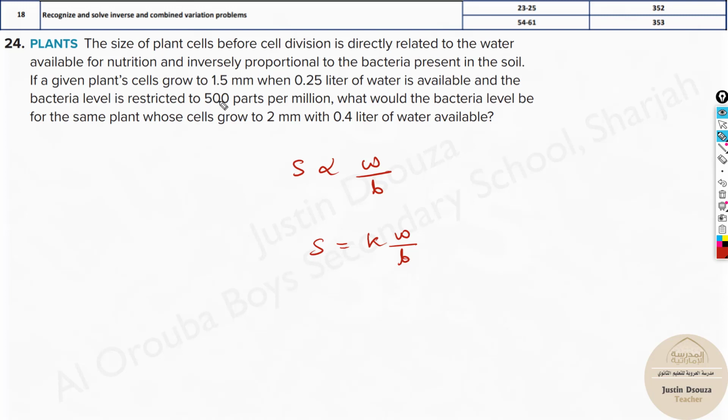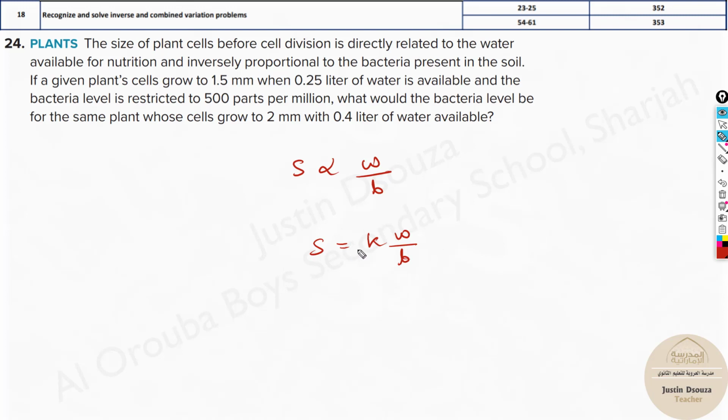If a given plant cell grows to 1.5 mm when 0.5 liters of water is available and the bacterial level is restricted to 500 parts per million, what would the bacterial level be for the same plant whose cell growth is 2 mm with 0.4 liter of water available? So now the same thing is again given. There are two equations basically.